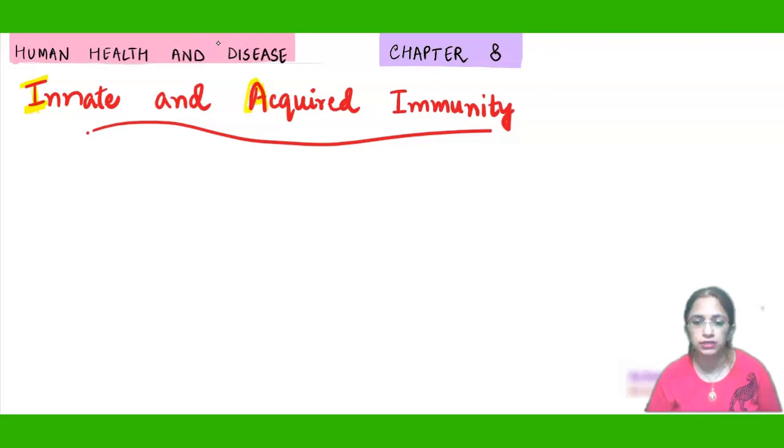So immunity is the ability of your body to resist infection, to resist the entry of antigens, pathogens or germs in your body. Your body already has proteins which are known as antibodies. Other than this, there are several other defense mechanisms in your body providing you immunity. So we are going to discuss them all.